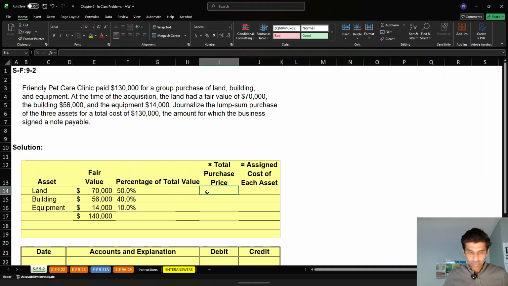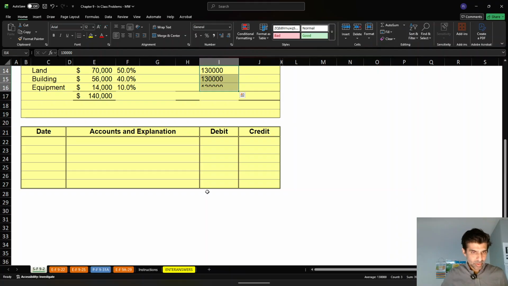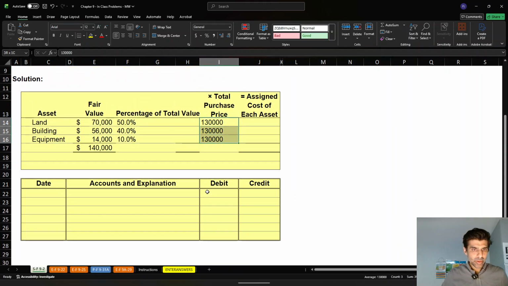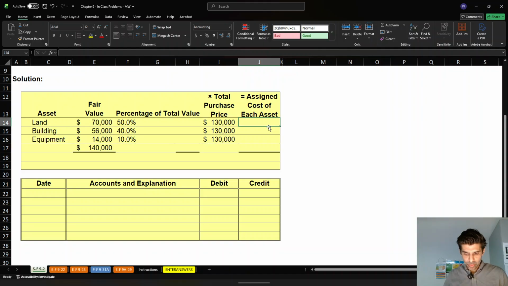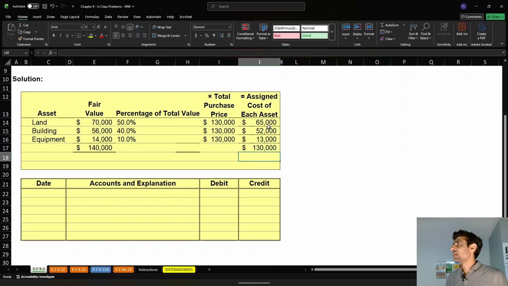Now we're going to apply that to what we actually paid. We actually paid 130,000. So I just multiply the percentage times what we paid. And the check to make sure this is correct is that this should sum to 130,000. And it does. So now we are ready to do our journal entry.